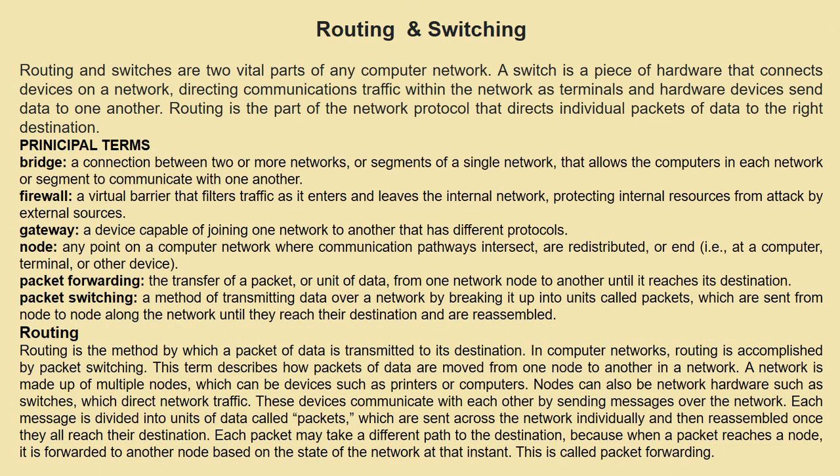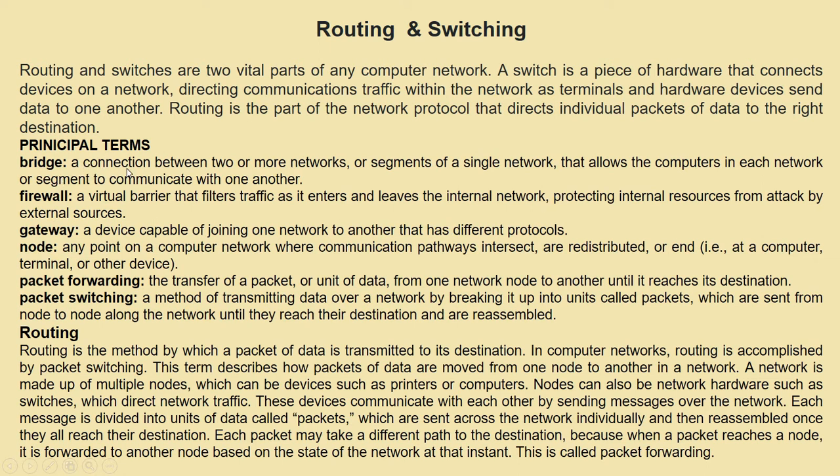Routing and switching. Routing and switching are two vital parts of any computer network. A switch is a piece of hardware that connects devices on a network, directing communication traffic within the network as terminals and hardware devices send data to one another. Routing is the part of the network protocol that directs individual packets of data to the right destination. So, some principal terms are there.